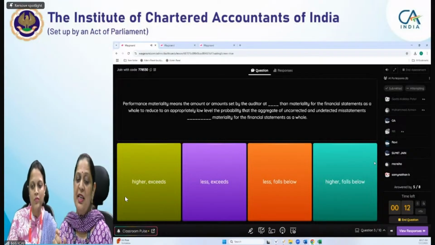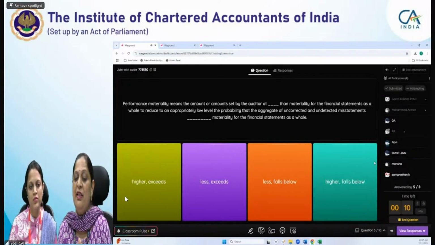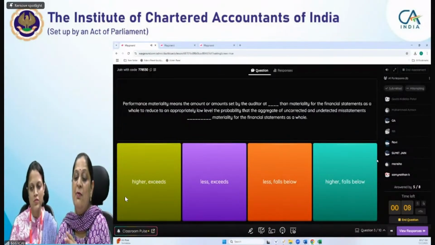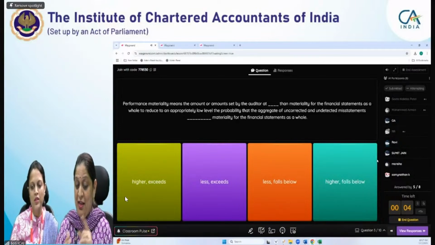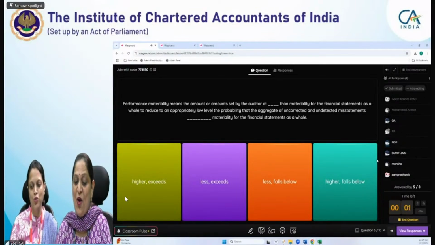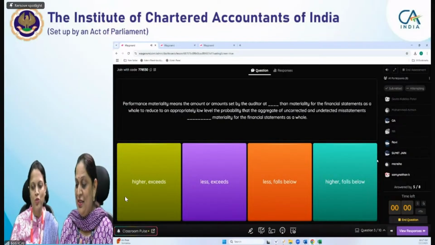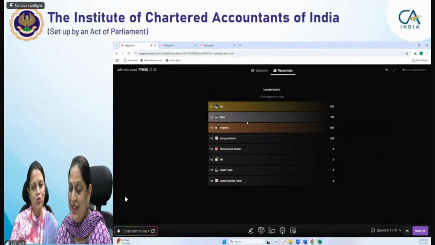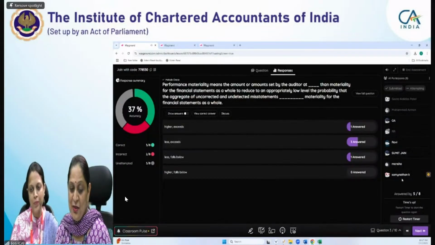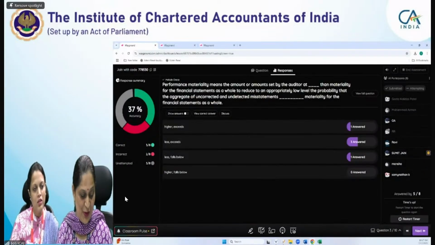Read the question carefully. It is for performance materiality, meaning the amount or amounts set by the auditor at a level lower than materiality for the financial statements. Is it higher than materiality or less than materiality? Time is over, and the correct answer, we can see the score. I think three have answered correctly.